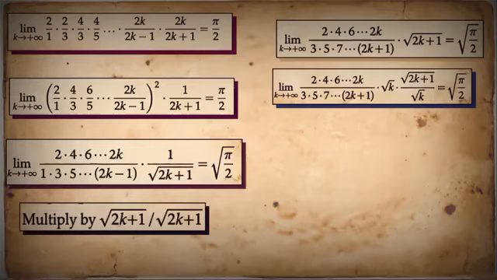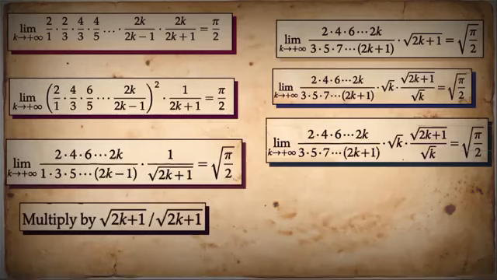This splitting is deliberately designed to isolate something familiar. Look at what we now have inside the limit, the portion consisting of the product 2 times 4 through 2k, divided by 3 times 5 through 2k plus 1, times the square root of k. This is exactly the expression we derived for the factorial of 1/2 from Gauss's formula, with n replaced by k. That portion is the factorial of 1/2.